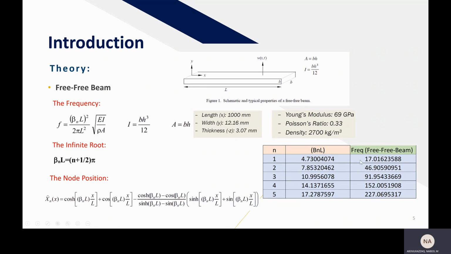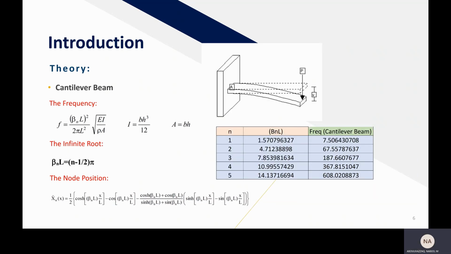So these are the frequencies that we will use in the experiment, and based on these frequencies we will find the nodes, and also we will locate the nodes on the beam and collect the distance and the position of each node.